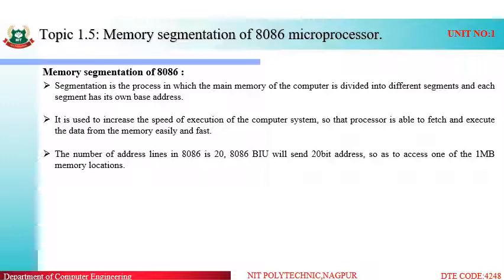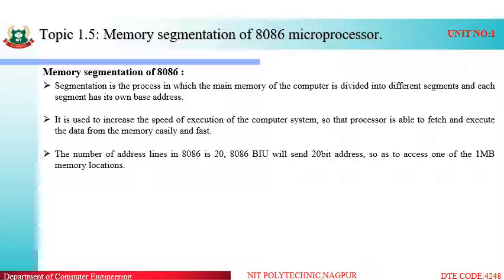The number of address lines in 8086 is 20. This we all know, the main feature of 8086: total number of address lines is 20, data lines are 16. The 8086 BIU, that is the bus interface unit, will send a 20-bit address. What will the bus interface unit do? It will send a 20-bit address so as to access one of the 1 megabyte memory locations.